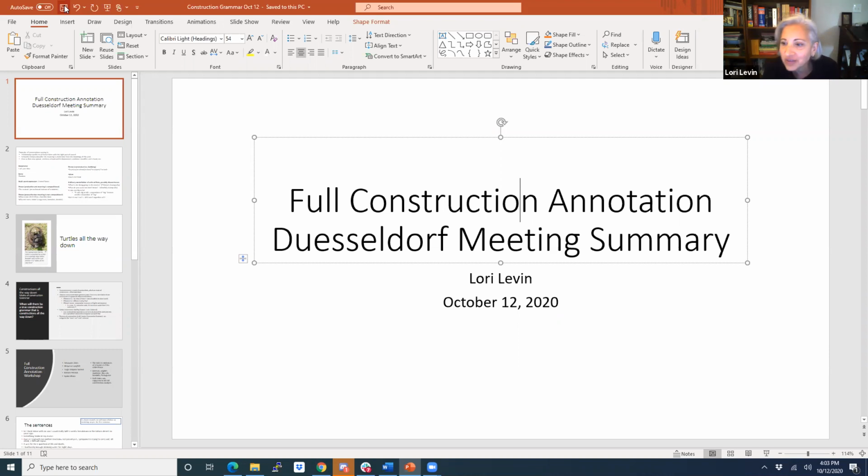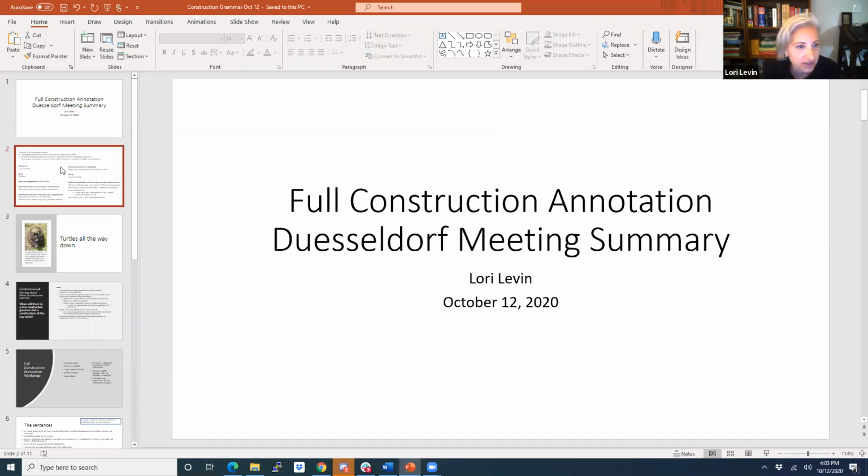Okay, so I'm going to make a presentation about something called full construction annotation, which is just in early stages, but there was a workshop about it a couple days ago, and there were people representing different languages, and I'm just going to summarize what that meeting was about and what's going to happen next.